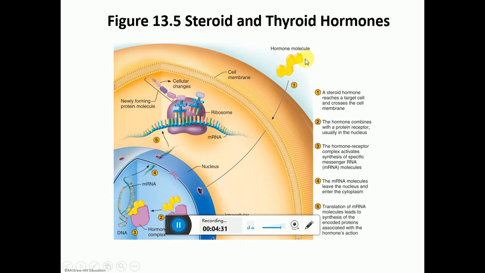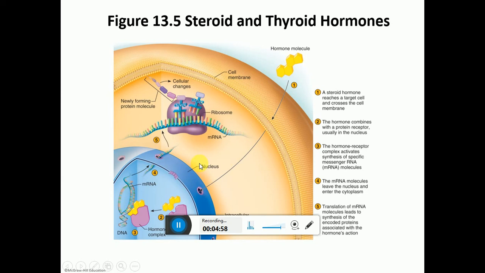The steroid hormone again is not very water soluble, but it is lipid soluble, so it has the ability to cross the cell membrane very easily. It goes in through the nuclear pore and attaches to the receptor inside of the nucleus. So steroid and thyroid hormones have nuclear receptors. Now that nuclear receptor is going to activate a whole process.